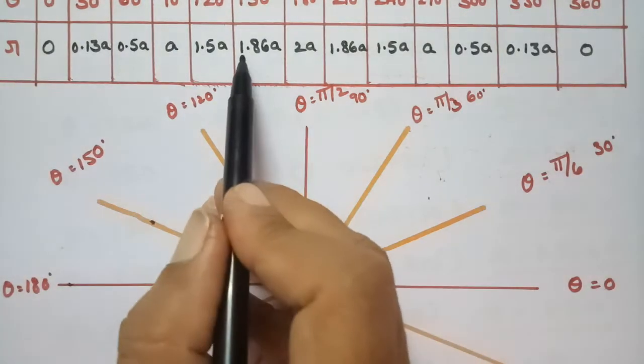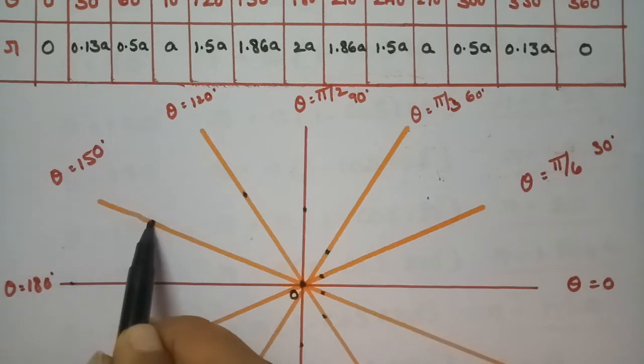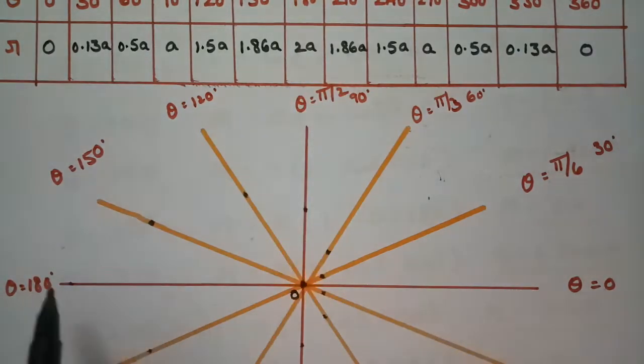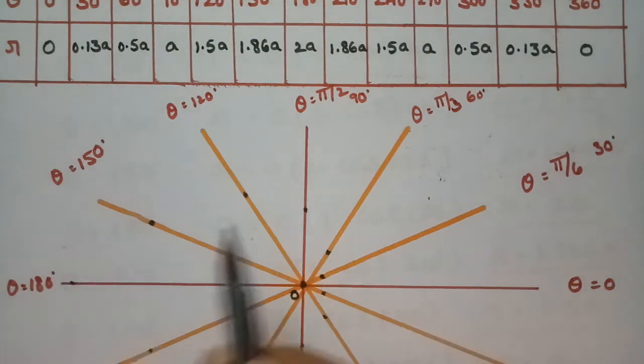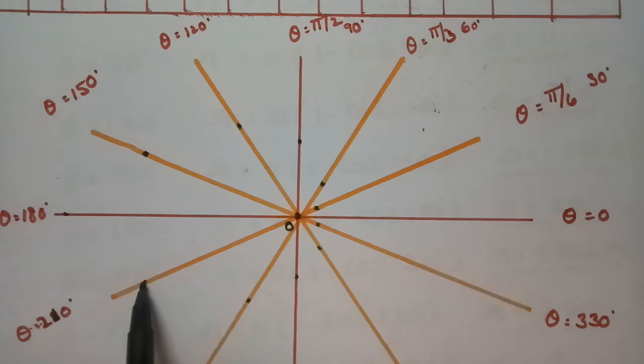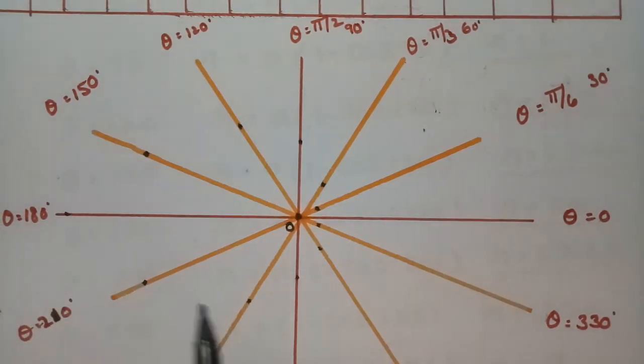And the next one is 1.86, nearer to 2. So the next one is 2a, which is equal to 2. For 180 it is 2. And for 210 it is again 2. So this will be 1.86.